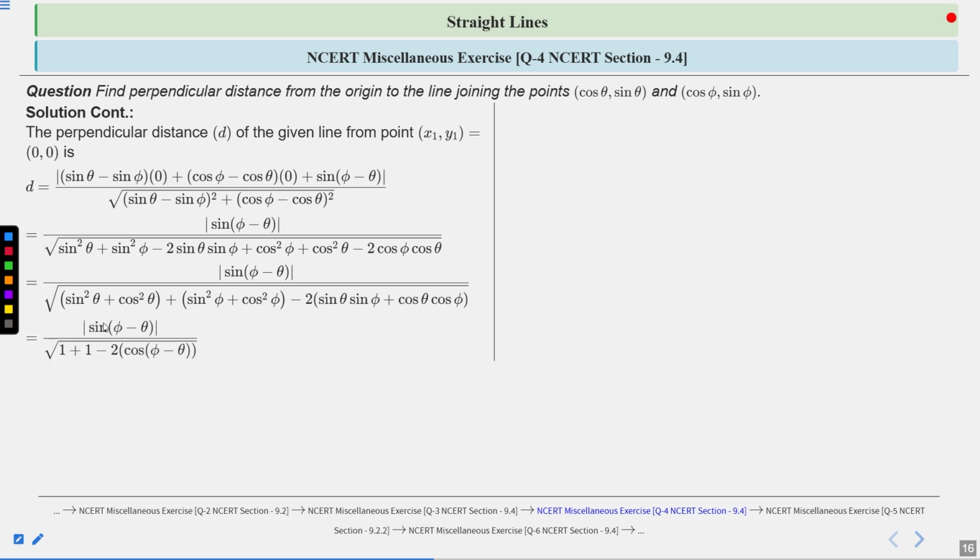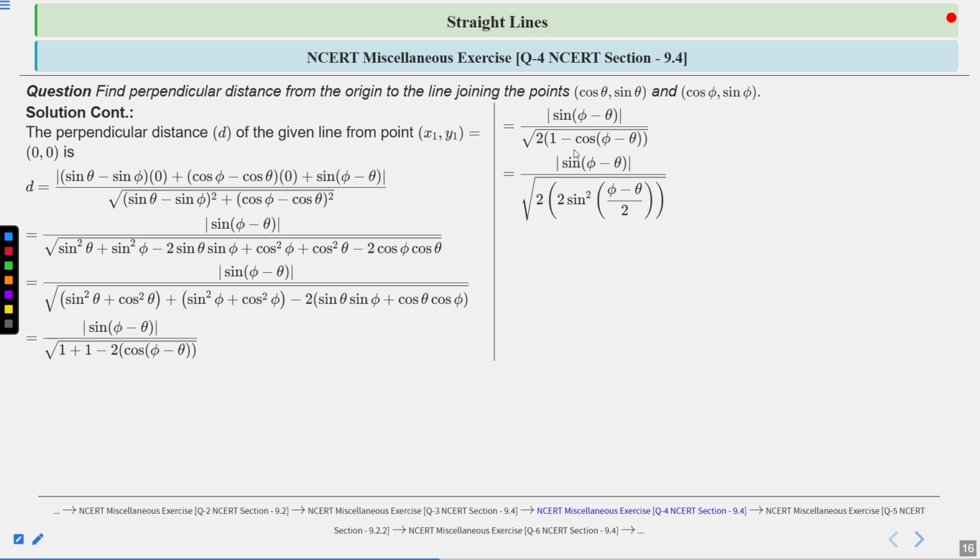So this is equal to modulus of sin of (phi minus theta) divided by square root of 1 plus 1 minus 2 times cos of (phi minus theta). This is actually cos of (phi minus theta), if we expand cos of (phi minus theta), then we obtain this. So we rewrite this expression, and this is equal to modulus of sin of (phi minus theta) divided by square root of 2 times (1 minus cos of (phi minus theta)). And this is equal to modulus of sin of (phi minus theta) divided by square root of 2 times 2 sin square (phi minus theta) by 2.